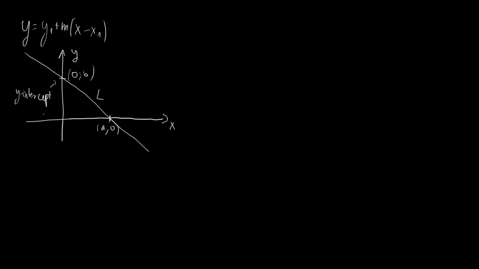And similarly, the x-intercept of a non-horizontal line is the x-coordinate of the point where it crosses the x-axis. So this is the x-intercept. Now, a line with the slope m and y-intercept b passes through the point 0b, so it has an equation like y equals b plus m times x minus 0, or more simply just m times x plus b.